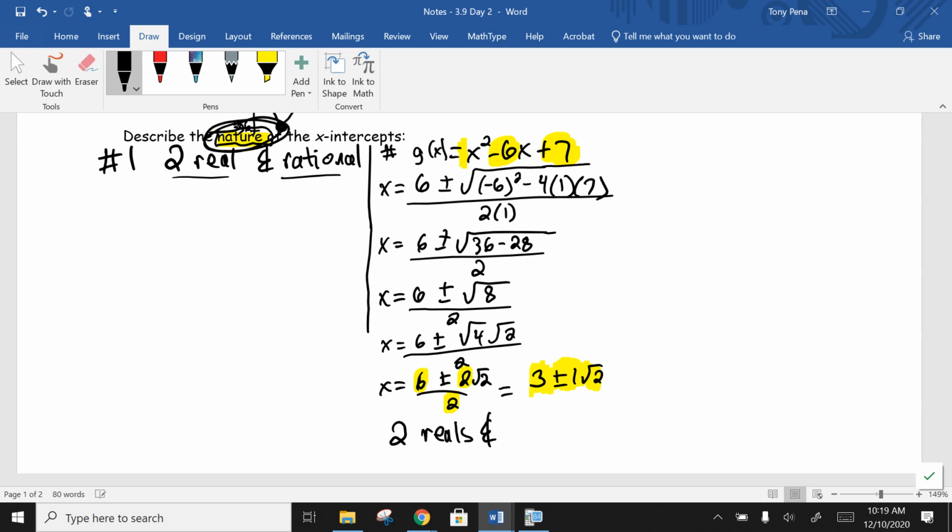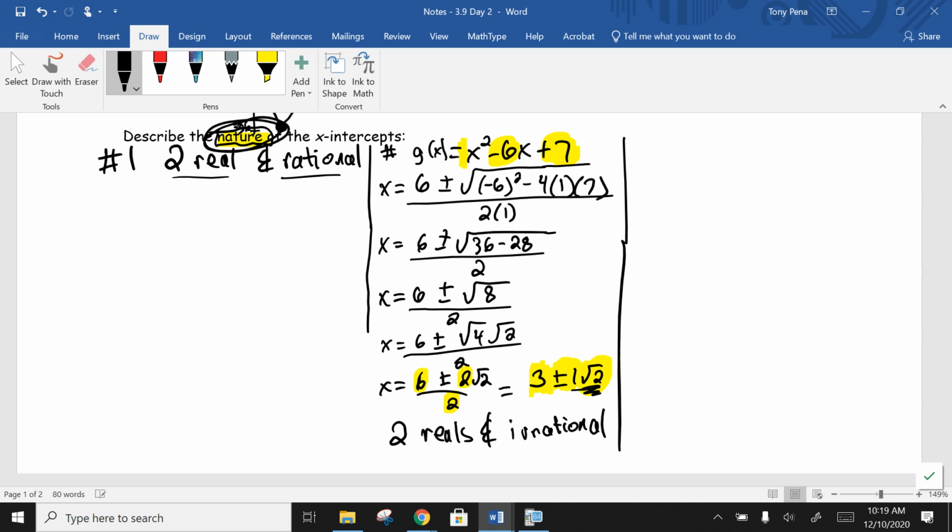But notice how we have this square root that we can't simplify. That tells us that these are irrational solutions. So they're 2 real numbers, but they are irrational numbers. Okay, and that will always happen if we get a positive number under here that's not a nice perfect square.